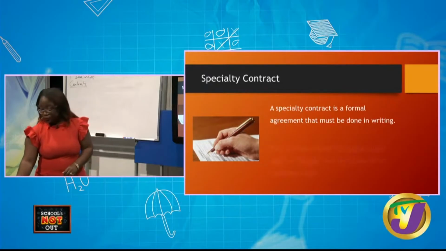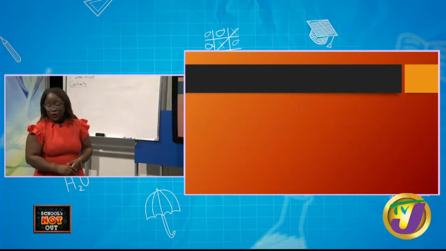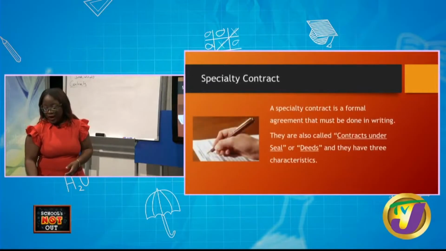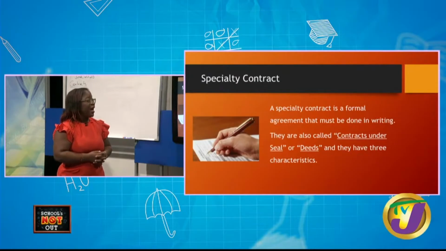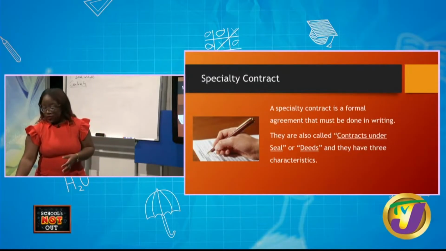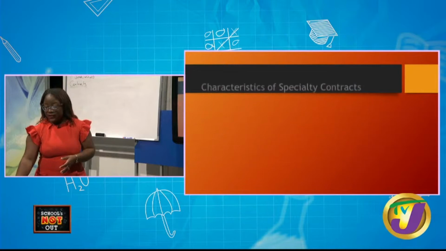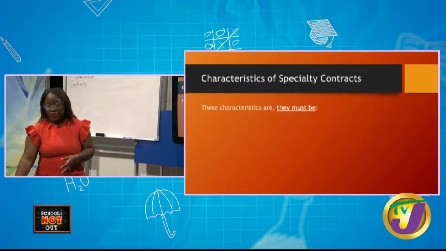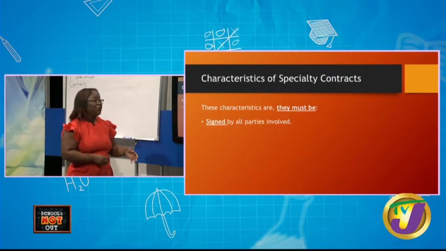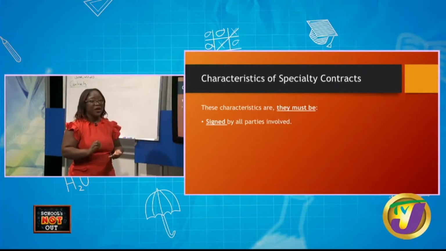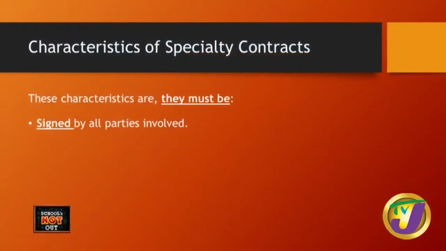Now, it is also called a contract under seal or deeds, and they have 3 characteristics. So let's look at what makes the specialty contract different from that of a simple contract. With this specialty contract, the document must be signed. So it's documented first and foremost. It's not something that is expressed orally. It's documented and it's signed by all parties involved.